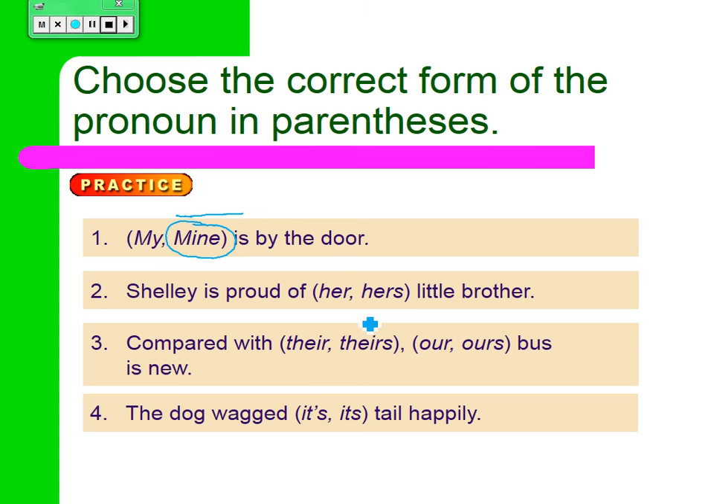Okay, number 2, Shelley is proud of her or hers little brother. The answer is her. Number 3, compared with their or theirs, our or ours bus is new. Okay, so this one gets a little tricky. So you have to say compared with theirs, because remember, it doesn't have a blank right here. Okay, our or ours bus is new. Now here we do have that blank. So we would say our bus is new. If bus wasn't here, and it said compared with theirs, ours is new would be the right answer. But since we do have bus, then we have to use our.